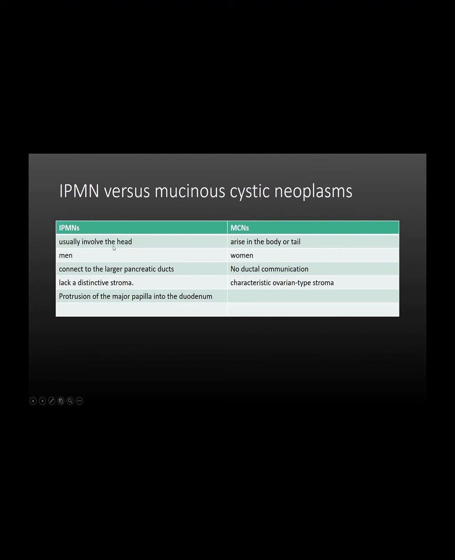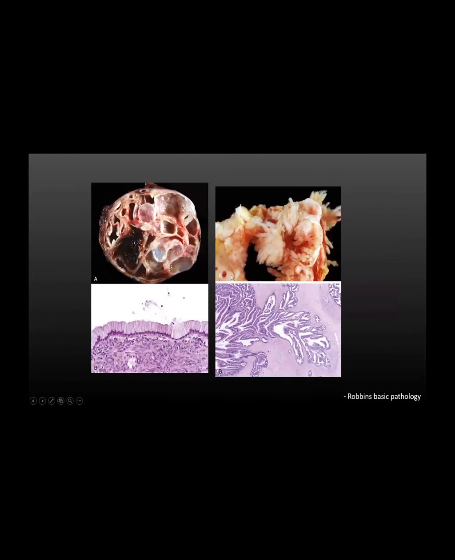IPMNs are more in the head, and all the examples that we saw were in the head area. These are more common in elderly males. They will show connection to the main pancreatic ducts, whereas mucinous cystic neoplasms have no ductal communication. IPMNs don't have any distinctive stroma, and mucinous cystic neoplasms have ovarian-type stroma. And in IPMNs, we see this protrusion of the main papilla in the duodenum, which was there in all 4 cases that we saw.